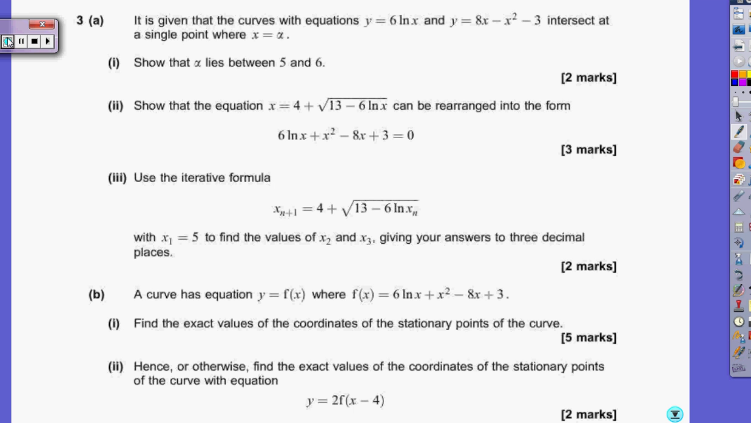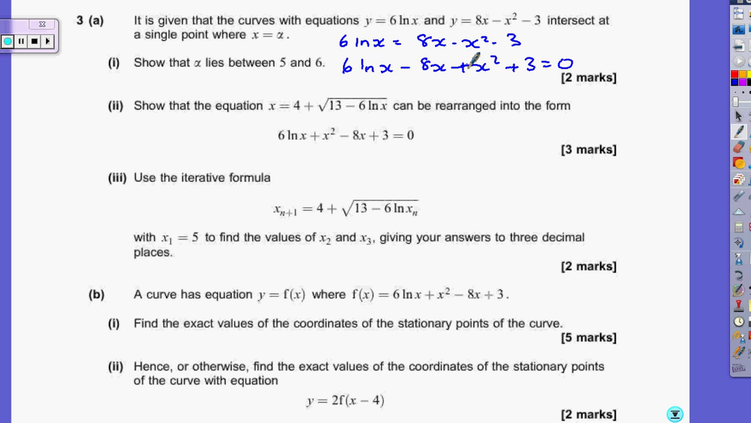So if you see these two equations are both y equals, you could make them equal to each other. Then make it so that you've got f of x equals 0, or 0 equals. I'm going to go the other way: 6 ln x minus 8x plus x squared plus 3 equals 0. I'll go that way round.